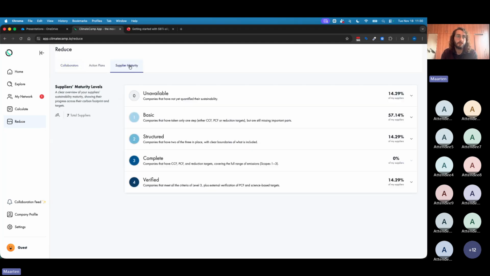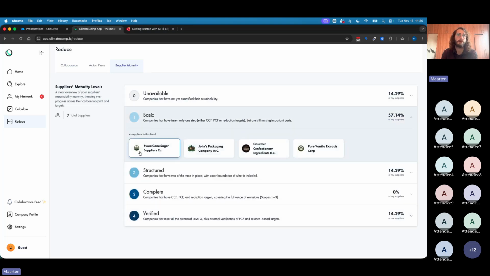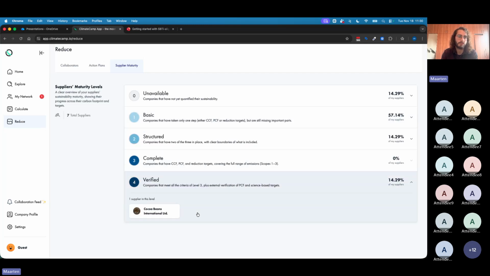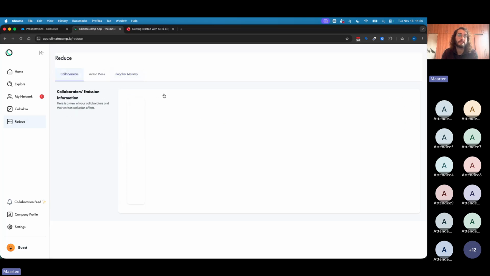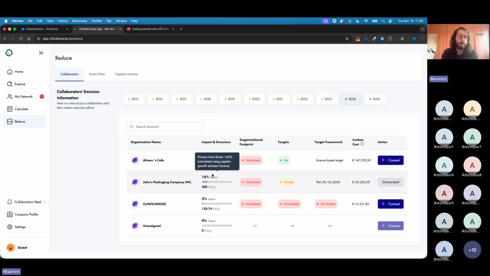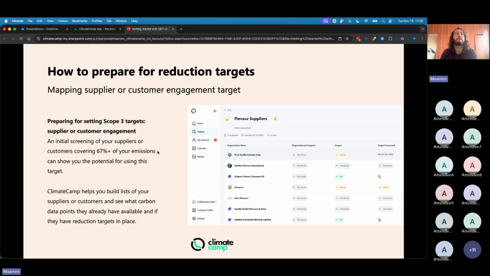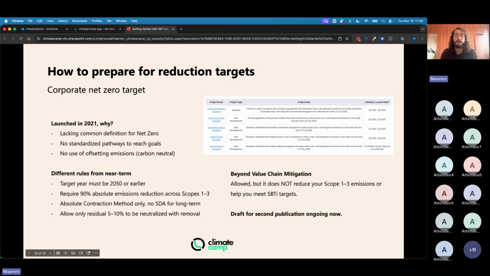You can also check your supplier maturity to see overall how many of my companies or my suppliers already have CCF, PCF, or reduction targets and have verified numbers? So ClimateCamp helps you with the scoping before we do supplier engagement of how viable it is, what are the companies and their impact on your total footprint before you set a supplier engagement target. Let me quickly go back. All right.